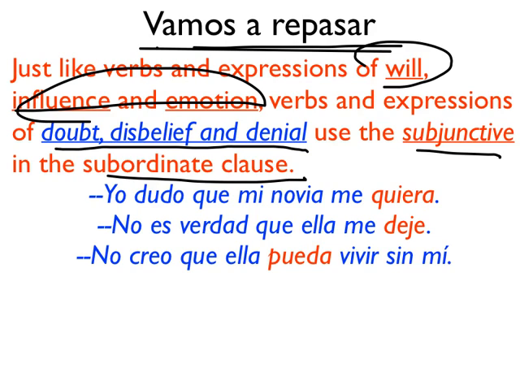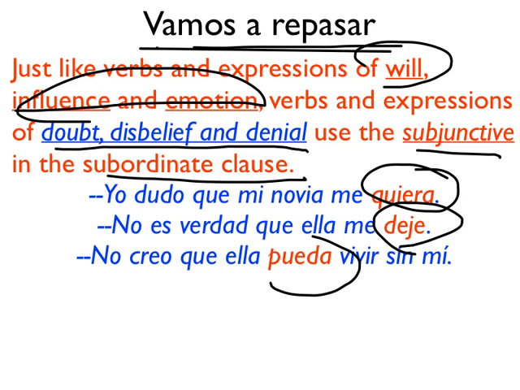Yo dudo que mi novia me quiera. I doubt that my girlfriend loves me. Oh my goodness. How sad, ¿verdad? No es verdad que ella me deje. It's not true that she's leaving me. Thank goodness. No creo que ella pueda vivir sin mí. I don't believe she can live without me. Notice, these are verbs of doubt, disbelief, and denial. The subjunctive is used in the subordinate clause.